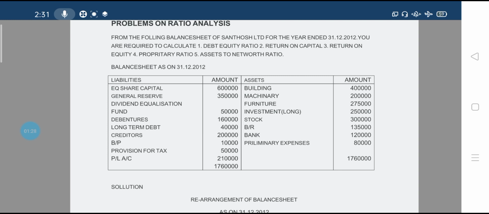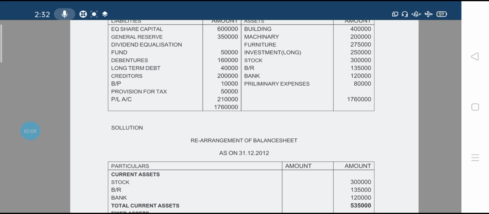The asset side consists of building 4 lakh, machinery 2 lakh, furniture 2 lakh 75,000, long term investment 2 lakh 50,000, stock 3 lakh, bills receivables 1 lakh 35,000, bank 1 lakh 20,000, preliminary expenses 80,000. The total is 17 lakh 60,000. Now moving to solution.